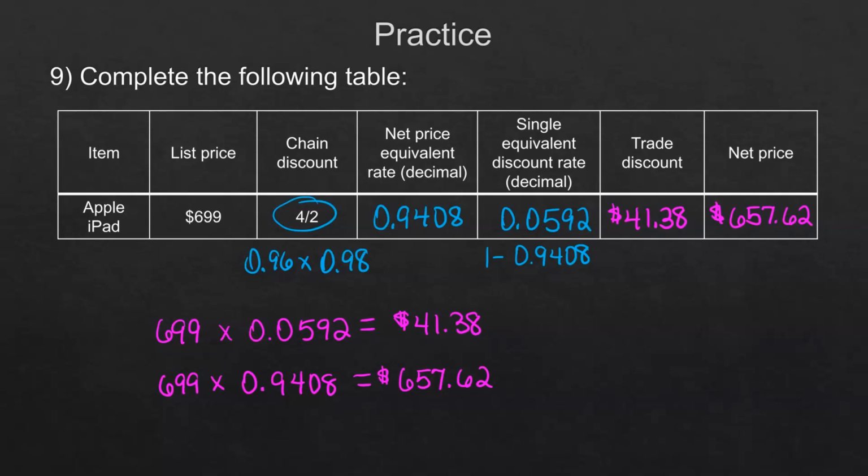All right. Okay, so that was using both of our rates, our net price equivalent and our single equivalent rate, and we're able to find both of those. But we could have found the net price by just subtracting, and that would also have been perfectly fine. And honestly, for me, it's, are you understanding what's happening here? Do you understand what the trade discount amount is? Do you understand the list price versus the net price and how to get there? That's what I want you to know.